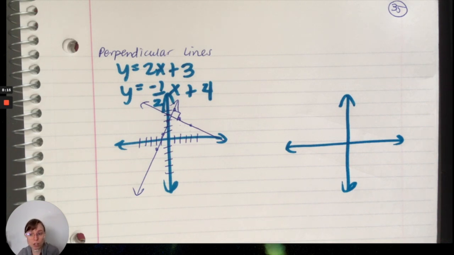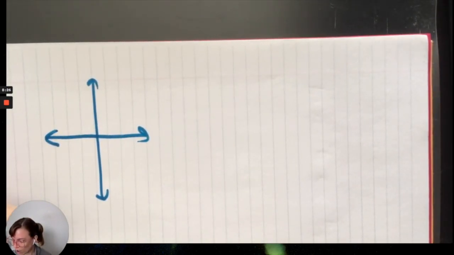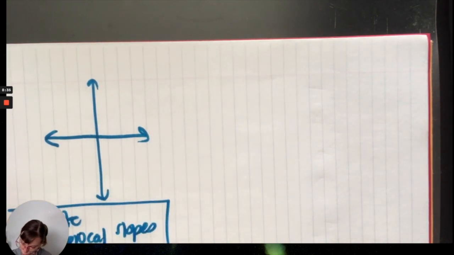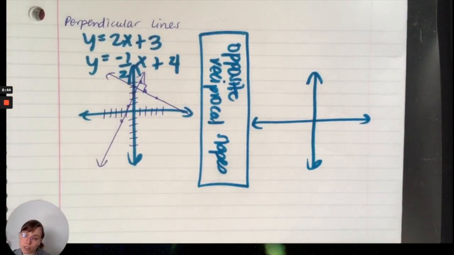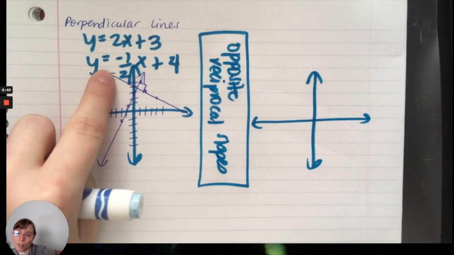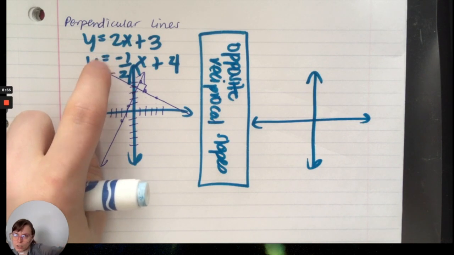Parallel lines had the same slope. Perpendicular lines, you know? Limes, versus lemons. Lines have a specific pattern of a slope. They are opposite reciprocal slopes. Opposite meaning one's positive, one's negative, and then reciprocal as in one is 2 over 1, so 2 in the numerator, 1 in the denominator, and the other has that switched. So the denominator becomes the numerator, and the numerator becomes the denominator.